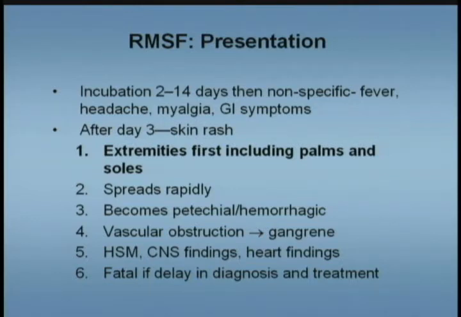They can start as petechiae, they can become hemorrhagic purpuric. They can actually cause areas of gangrene from vascular obstruction. They can have hepatosplenomegaly and also present with central nervous system findings. The diagnosis, or the suspicion of the diagnosis, needs to be made early so you can start treating early, or else you can have fatal outcomes.